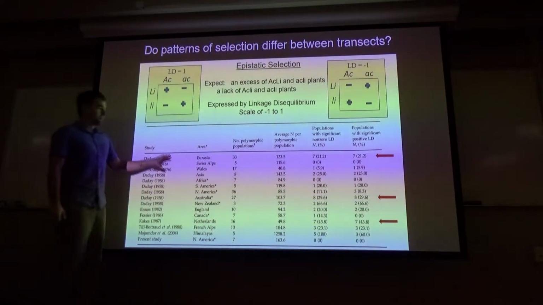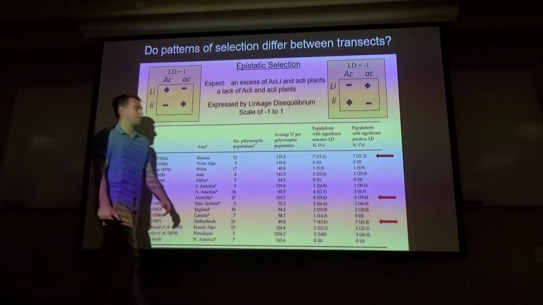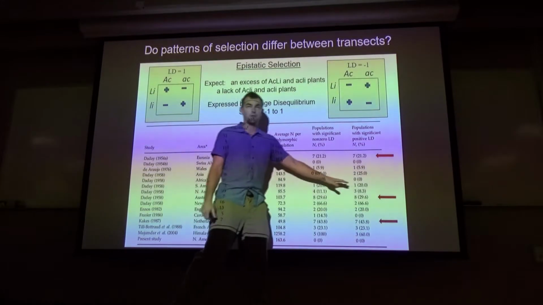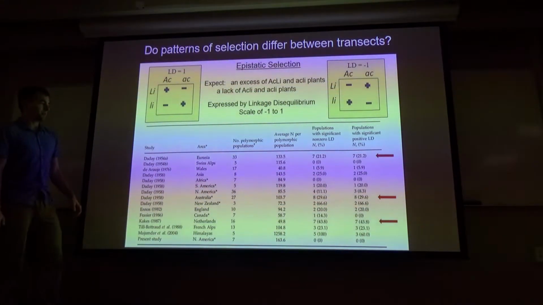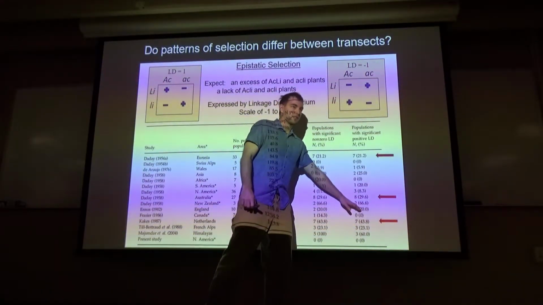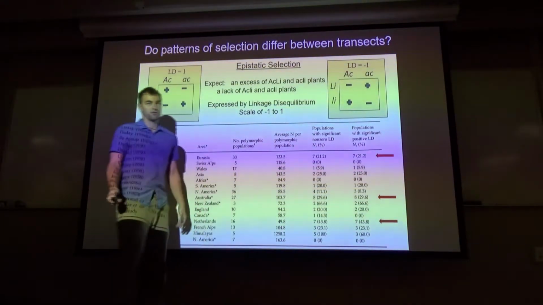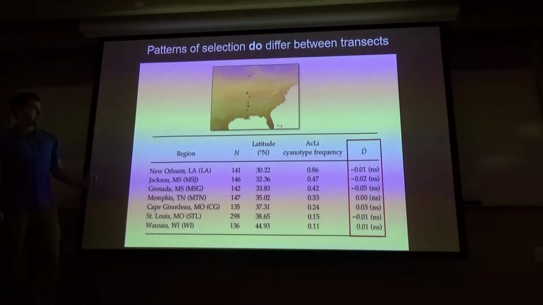When you look across all the populations that Dr. Day surveyed in many different regions, he finds this pattern of epistatic selection extremely often in those populations. All those red arrows, I know it's hard to see those small numbers that are coming up here. But in 2/3 of the populations he surveyed, he found some version of epistatic selection. Does that same thing occur in the United States?